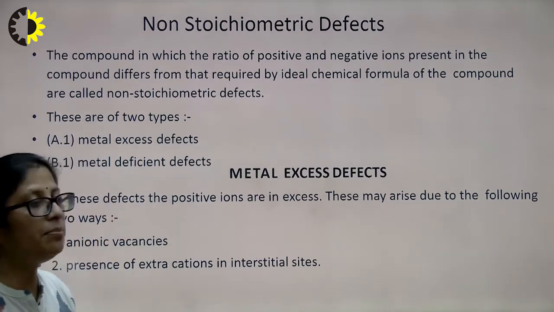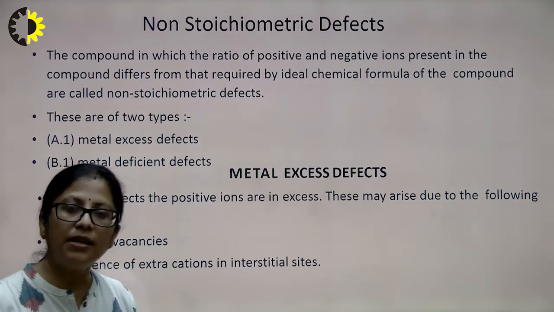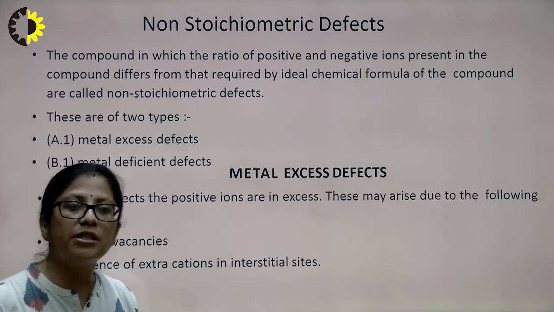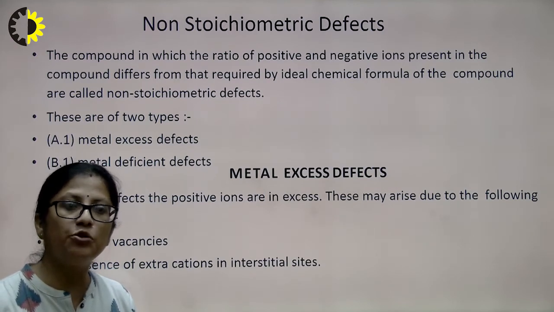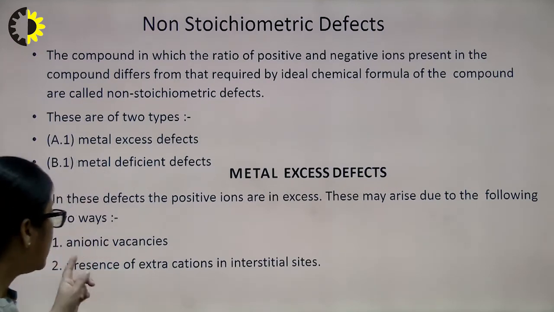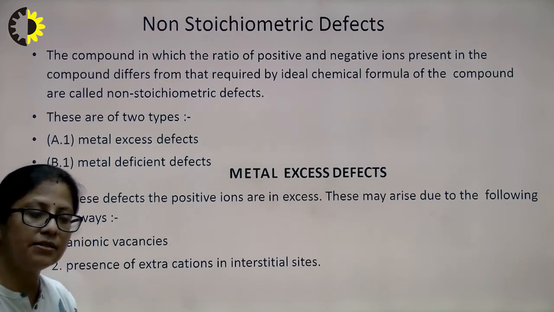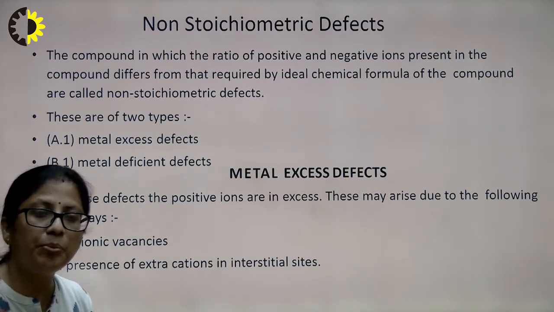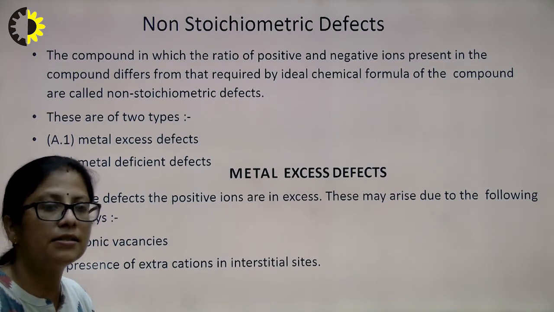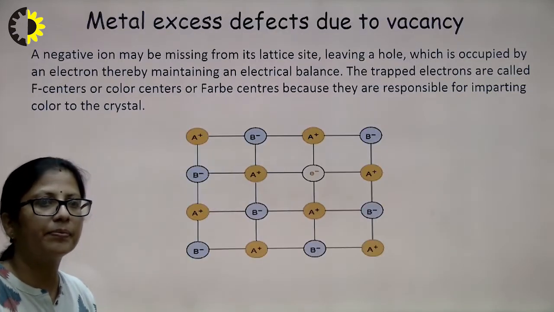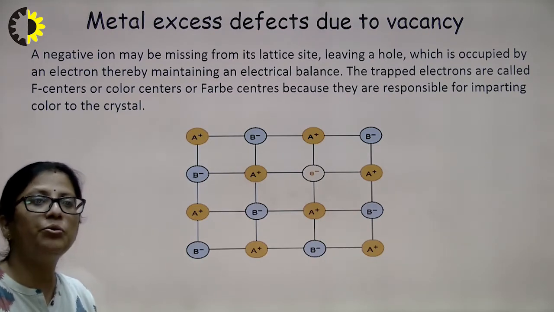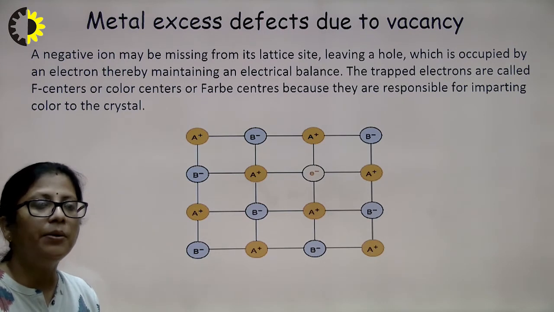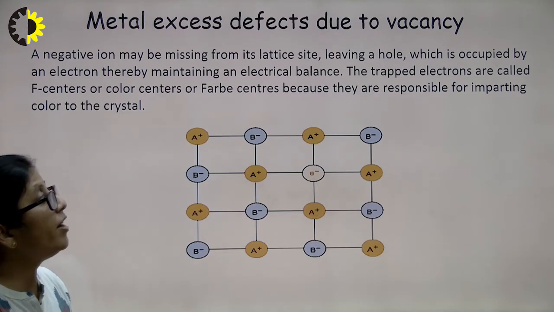Coming first to the metal excess defects. As the name suggests, the number of positive ions is going to be in excess, and this can take place in two ways. First, it can happen due to anionic vacancies, and second, it can happen due to the presence of extra cations in the interstitial sites. Coming first to the metal excess defects due to vacancy. In this case, I have taken the example of NaCl.